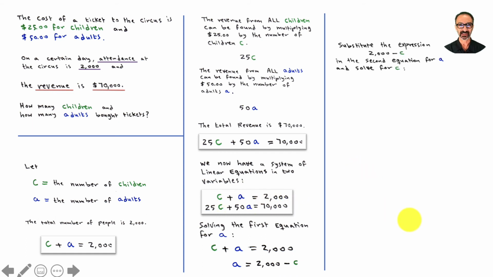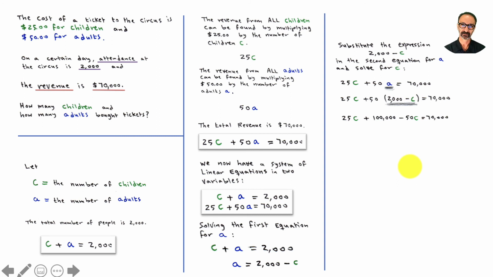Here we go. Substitute the expression 2,000 minus C in the second equation for A and solve for C. This is what I mean. Here's my second equation. Instead of A, I'm going to put what I know about A that we found right here. It's underlined to show you the substitution method. We're going to use the skills of distributive and combine like terms. I'm pausing so you could see and be with me. We're going to combine like terms. We're going to subtract 100,000 from both sides. Divide by negative 25. I get C equals 1,200.